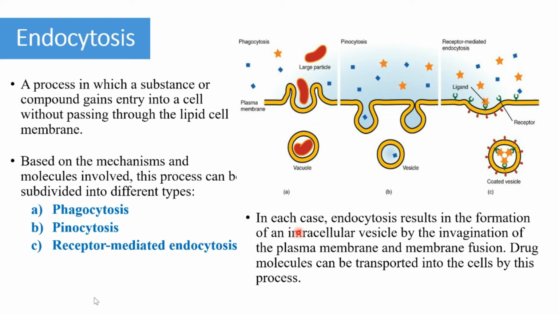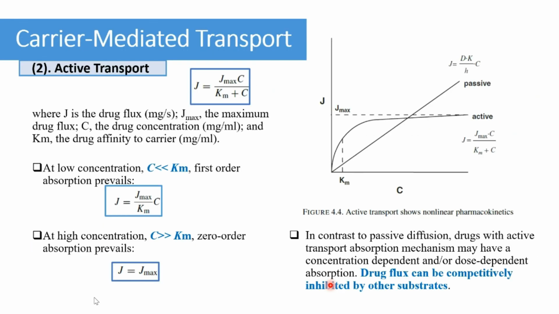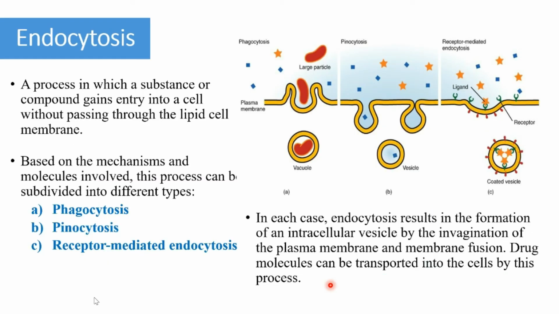receptor-mediated endocytosis. In each case, endocytosis results in the formation of an intracellular vesicle by the invagination of the plasma membrane and membrane fusion. So here is membrane fusion and it forms a vesicle here. Drug molecules can be transported into the cells by this process. So the drug can be transported not only by passive diffusion, not only by carrier-mediated transport, but also by endocytosis.